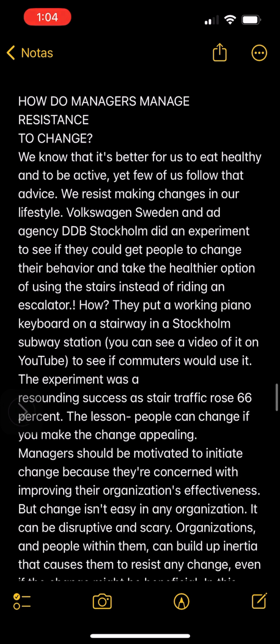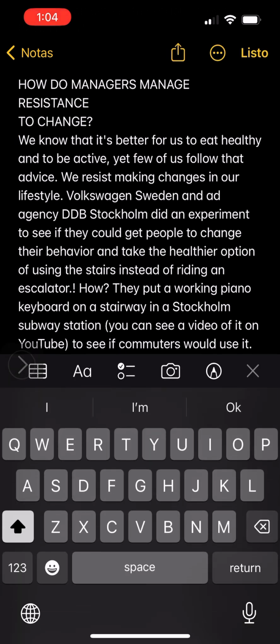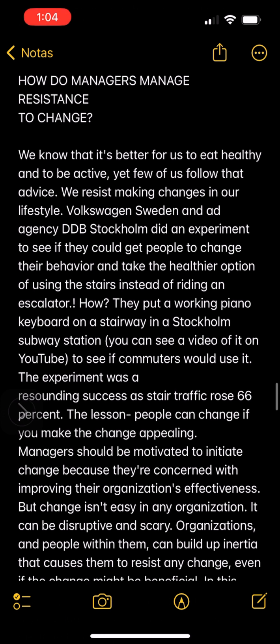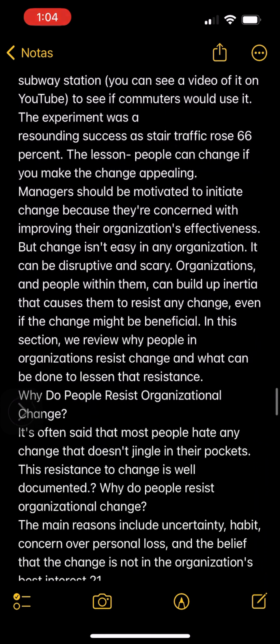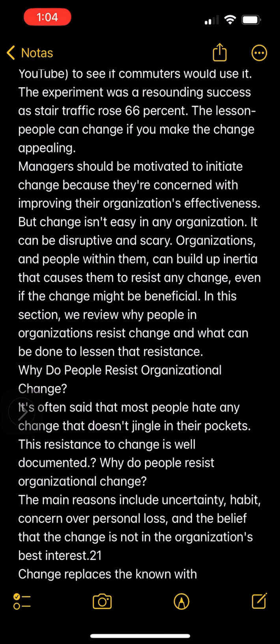How do managers manage resistance to change? We know that it's better for us to eat healthy and to be active, yet few of us follow that advice. We resist making changes in a lifestyle. Volkswagen Sweden and ad agency DDB Stockholm did an experiment to see if they could get people to change their behavior and take the healthier option of using the stairs instead of riding an escalator. How? They put a working piano keyboard on a stairway in a Stockholm subway station. You can see a video of it on YouTube, to see if commuters would use it. The experiment was a resounding success as stair traffic rose 66%. The lesson: people can change if you make the change appealing.